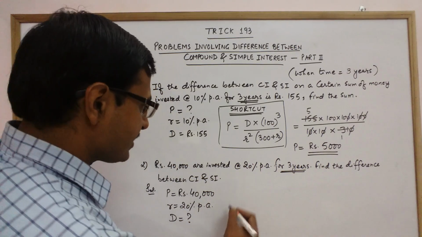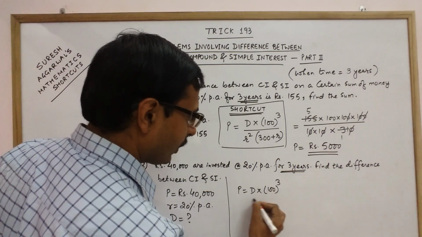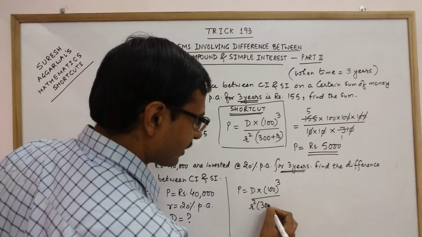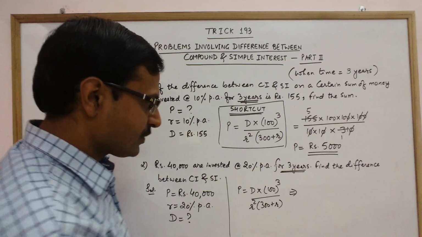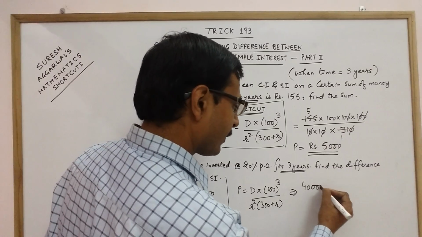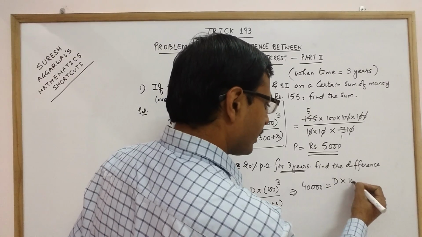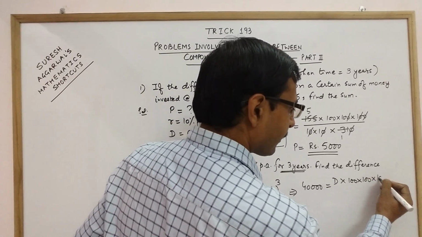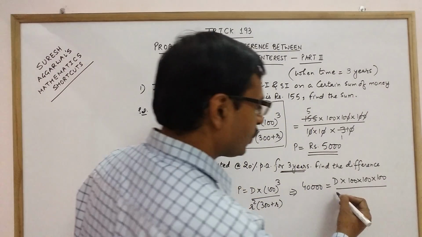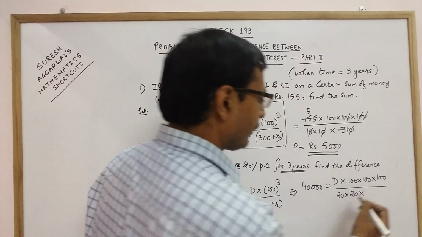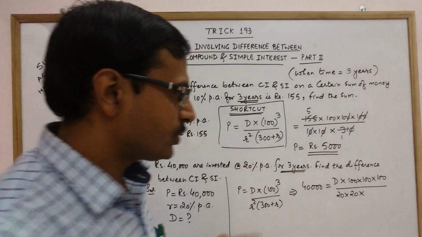Let us solve this now. Apply the same formula again. P is equal to D into 100 raised to power 3 upon R square into 300 plus R. Now see what all we are given. P is 40,000. So 40,000 equal to D, we need to find out. So D will remain as it is into 100 three times upon R square, now R is 20%, so 20 into 20, and the final term is 300 plus R, so 300 plus 20, so 320.